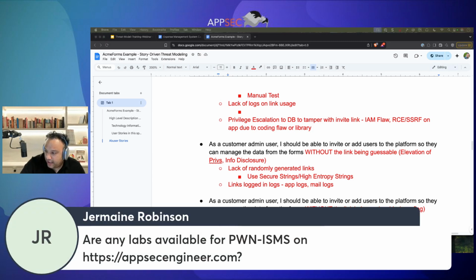Are any labs available on PWN-ISMS for AppSecEngineer? Actually, PWN-ISMS is pretty new, but we have to put it up on AppSecEngineer. I should definitely look into that. Not there yet, but definitely I will look into this pretty soon.